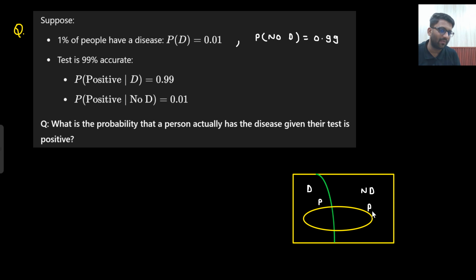So this is the Venn diagram of saying positive. This is the Venn diagram of disease. This is the Venn diagram of non-disease. Disease is 0.01, this is 0.99. You don't know what is the probability of giving a positive result. But you know that even if you are having the disease, still it can give you positive. Even if you are not having the disease, still it can give you positive. What they are asking: what is the probability that the person is actually having the disease given that their test is positive?